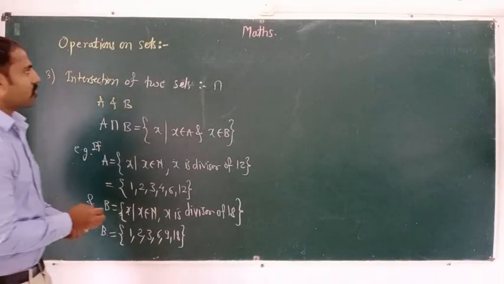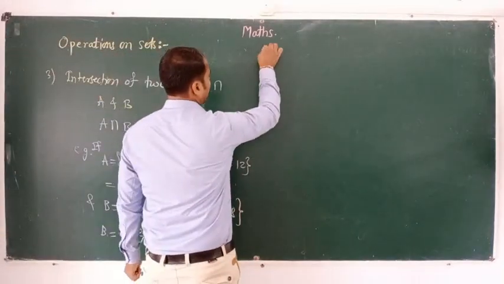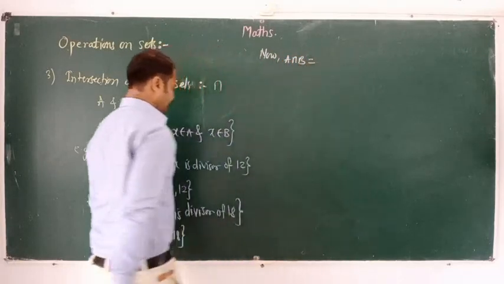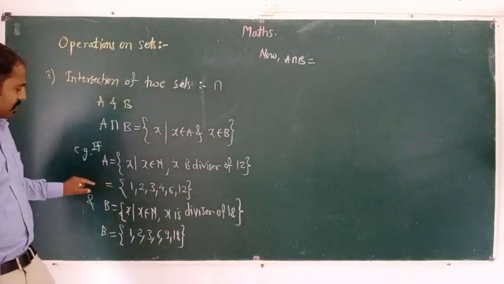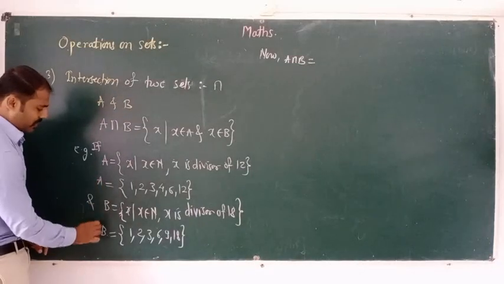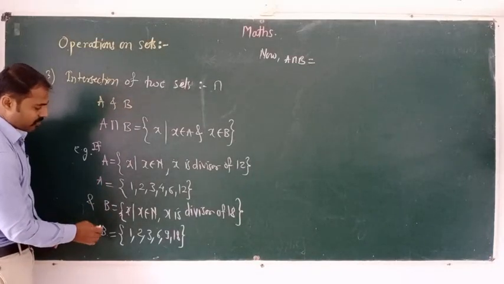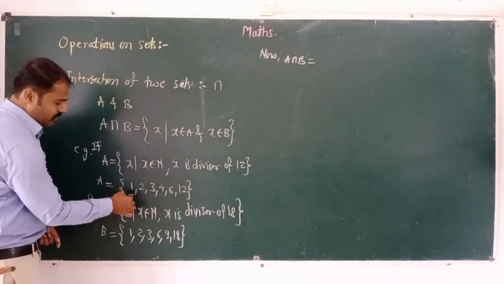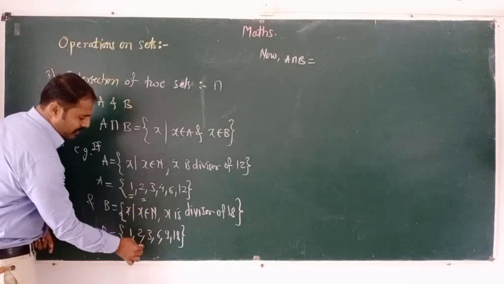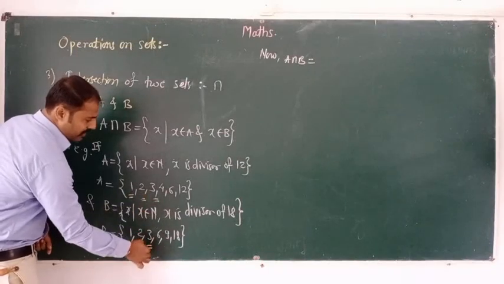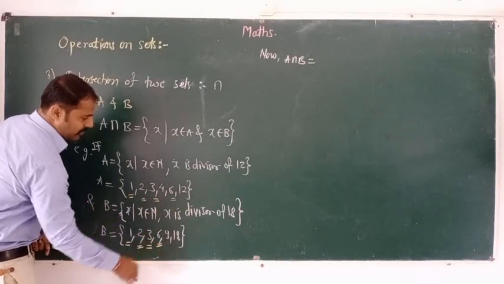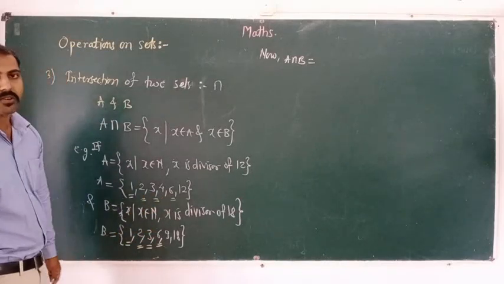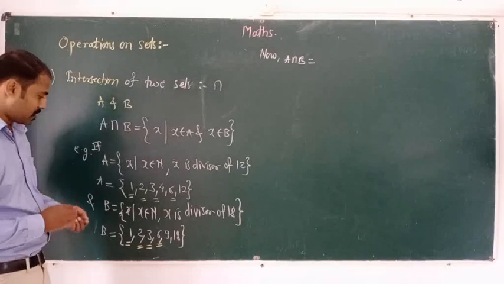Now we define A intersection B on these two sets. A intersection B is nothing but a set of common elements. Which elements are common in A and B? 1 is common here, 2 is common here, 3 is also common here, 6 is also common here. 4 is not common, 9 is not common, 12 is not common, and 18 is also not common.